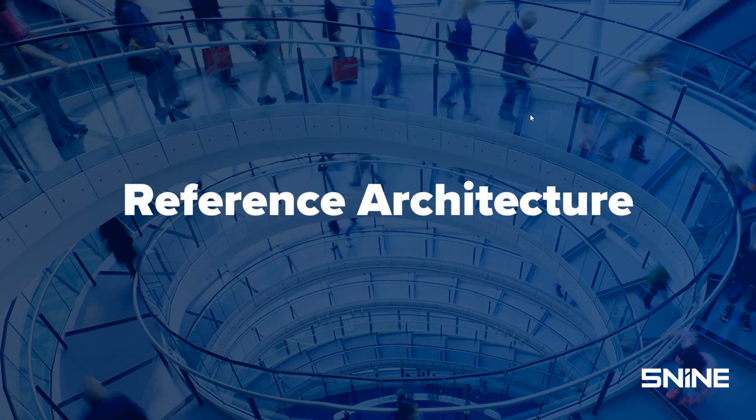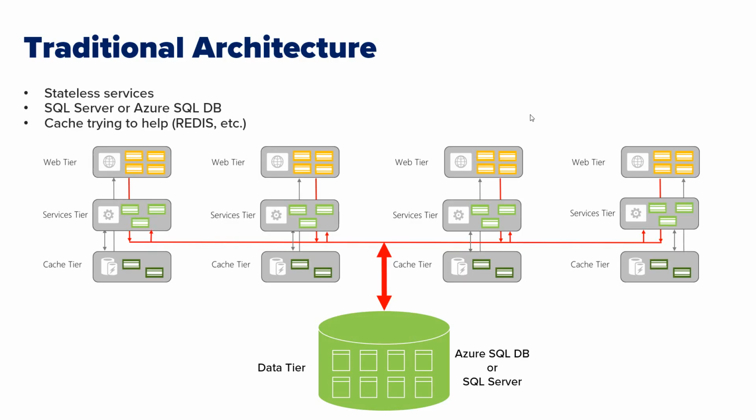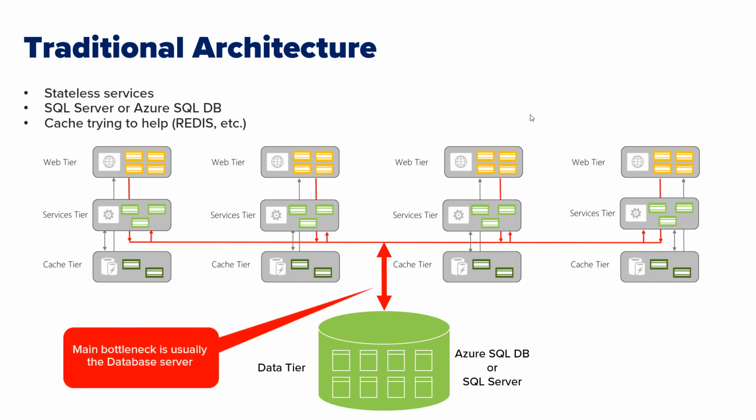So let's take a look at some reference architecture. This is a traditional 3-tier architecture where you have stateless services, a SQL Server or an Azure SQL DB, and then you have a cache trying to help, like Redis cache. And as you can see here, you have a web tier, a services tier, a cache tier, and then obviously a data tier. And really, the main bottleneck of that is the caching tier.